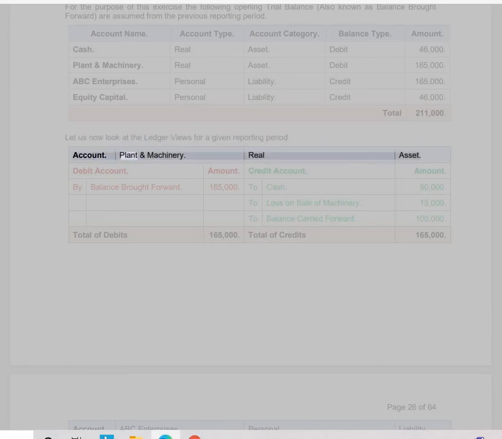Account: plant and machinery, real asset. Debit account, amount, credit account, amount. By balance brought forward 165,000. To cash 50,000. To loss on sale of machinery 15,000. To balance carried forward 100,000. Total of debits 165,000. Total of credits 165,000.